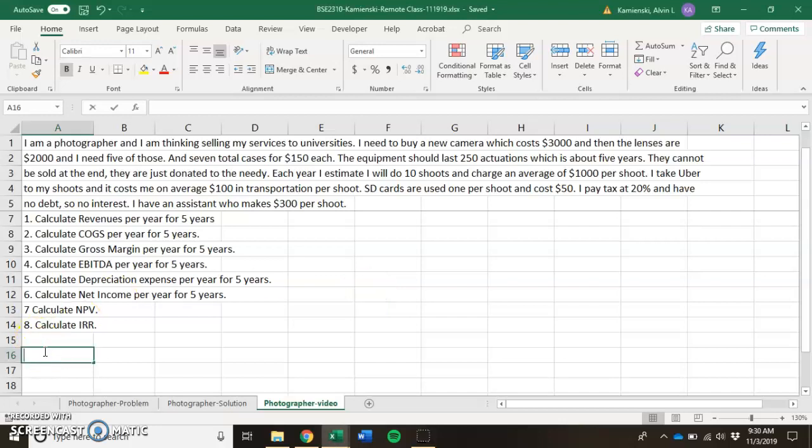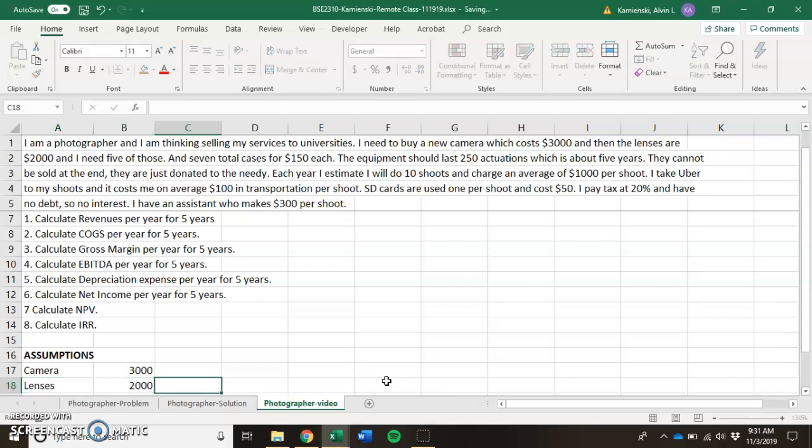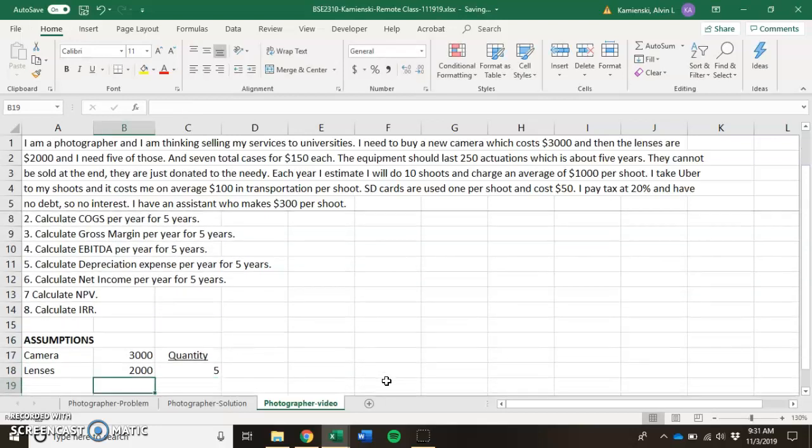Start off by documenting assumptions on what appears to be a capital investment in camera equipment that will allow me to produce photography services. So the first thing that will be needed will be a camera which costs $3,000. The camera needs lenses to go with it, each of which is $2,000, for which the quantity of lenses that I'm going to buy appears to be 5.